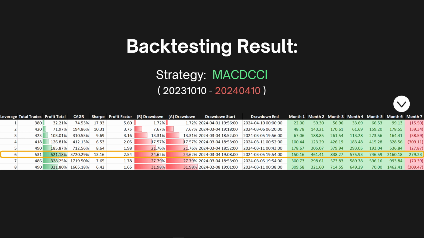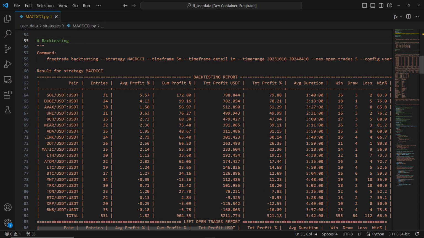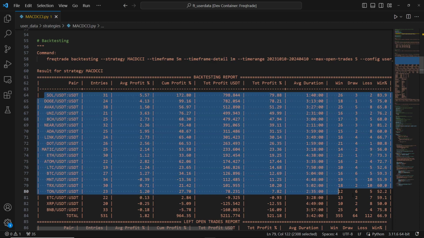Next, let's delve deeper into the strategy using leverage level 6. We're utilizing the backtest command on a 5-minute time frame, while including 1-minute detailed intervals to obtain more realistic and accurate backtesting results. This approach allows us to simulate trading conditions and the performance of our algorithmic strategy with a high level of precision. Our trading strategy involves 20 pairs.